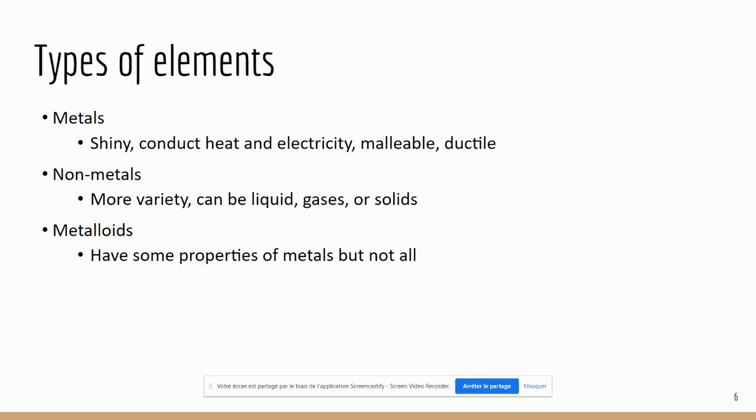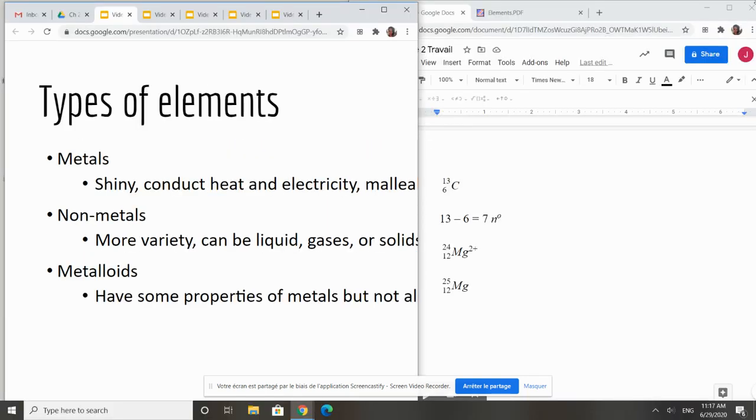All of the metalloids, by and large, are going to be solids. You're not going to see a gaseous metalloid, but they don't have all of the properties of metals. They're typically not going to be super malleable or ductile, but they might conduct electricity, and they may conduct heat. Now let's figure out how we know by the periodic table what something is.